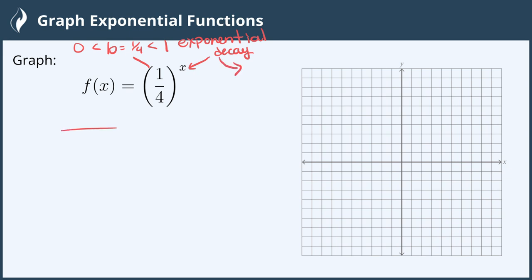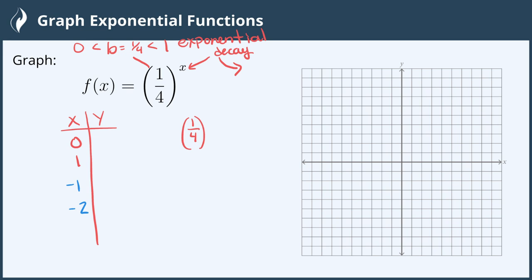I like to graph these by making a t-chart, and my favorite inputs that I pick for x are 0 and 1. However, just to get a better picture, we're also going to pick -1 and -2 just because. You don't have to graph those too, 0 and 1 is sufficient, but just so that we have a couple extras, we'll do these. Now, to substitute these in, we get positive 1/4, and we raise it to the x.